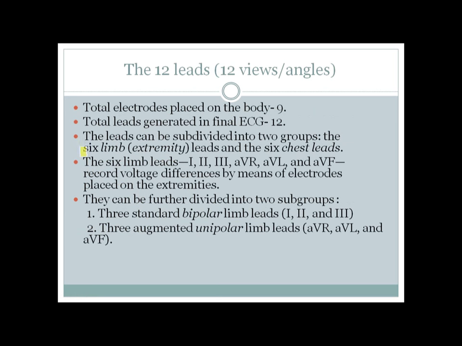So in a typical ECG paper, you have 12 leads, which also can be viewed as 12 views or 12 angles of seeing the electrical activity in the heart. And there is a common misconception that leads are placed on the body. Actually, leads are not placed on the body. The electrodes are placed on the body, and the leads are generated from those electrodes, or leads are the electrical activity which is taken up from the electrodes placed on the body.